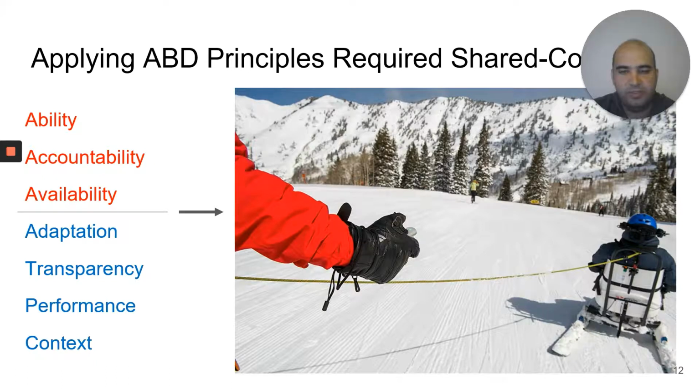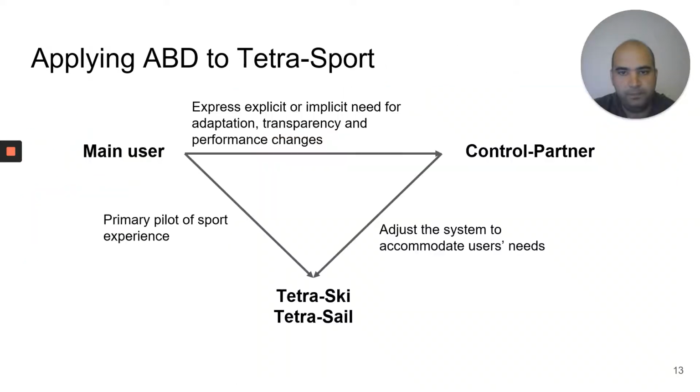In both experiences, we have an instructor, whom we refer to as the control partner, who uses a remote control to help the user control the experience and adapts to the user's needs. In shared control, the main user would request any necessary changes in the system to best match his or her ability in terms of adaptation, transparency, and performance to the control partner. In return, the control partner will adjust the system when it's feasible to accommodate the main user's requests.